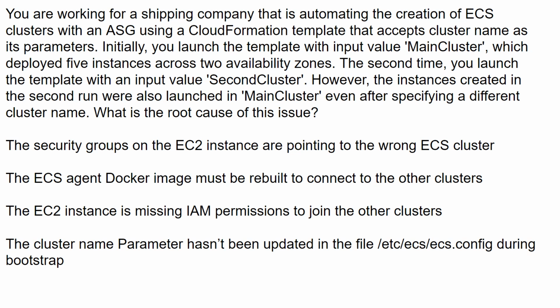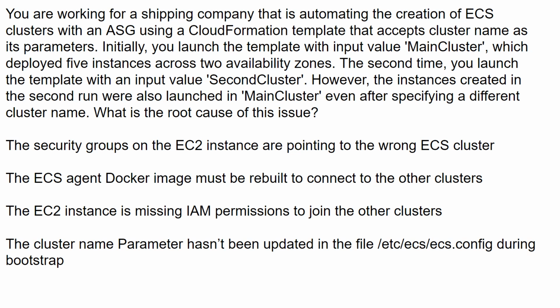Initially, you launched the template with input value main cluster, which deployed 5 instances across 2 availability zones. The second time you launched the template with an input value second cluster. However, the instances created in the second run were also launched in main cluster, even after specifying a different cluster. What is the root cause of this issue?